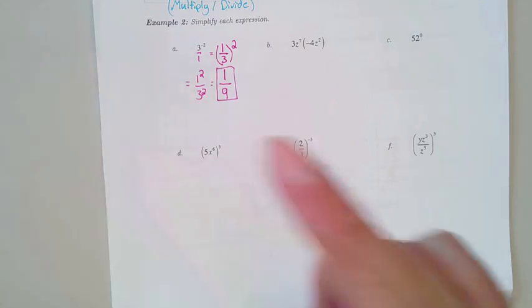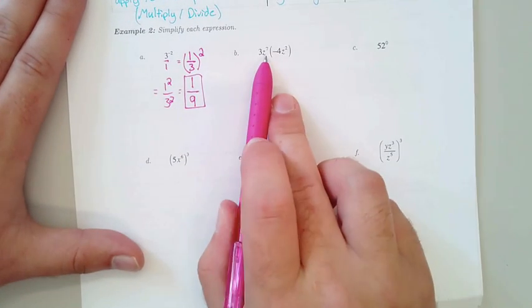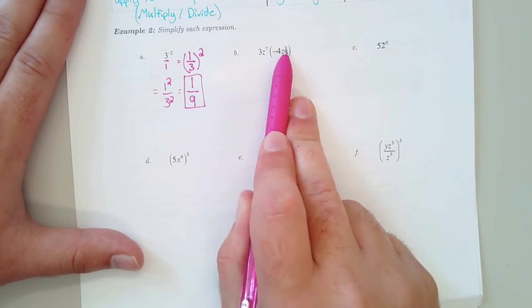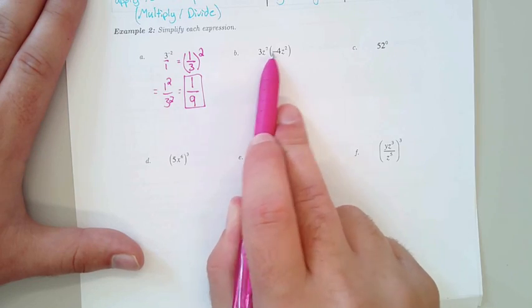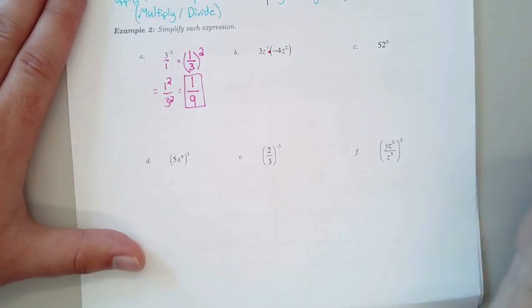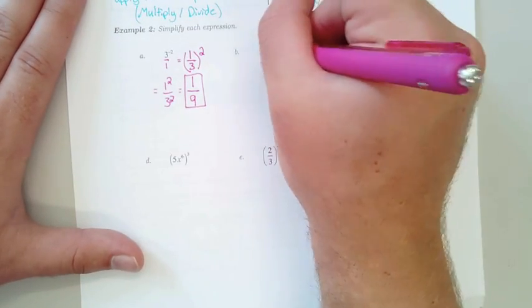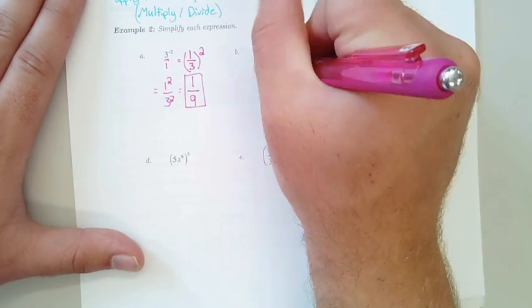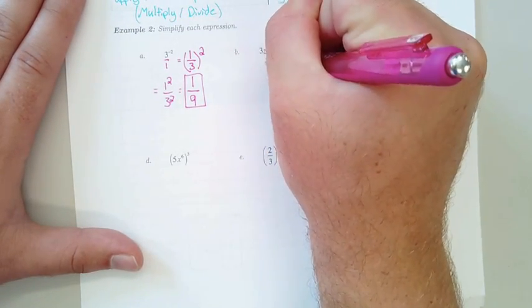Part B, I'm going to actually start with my variables here. I have a z to the 7th and a z squared. These are being multiplied because I don't have any adding or subtracting symbols in between, so I am multiplying here. And if I'm multiplying, I need to add those exponents together. So I'm going to add the 7 and the 2, which gives me z to the 9th.